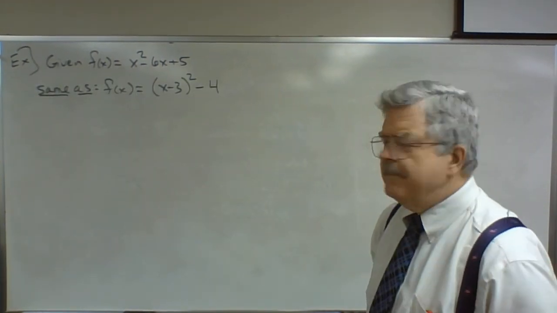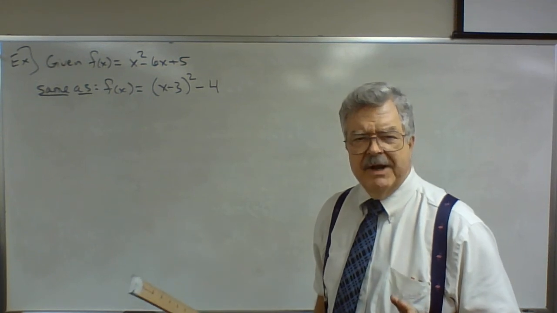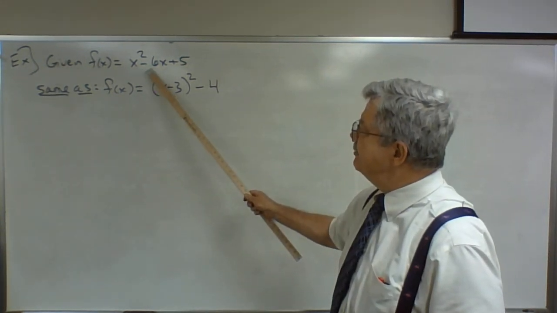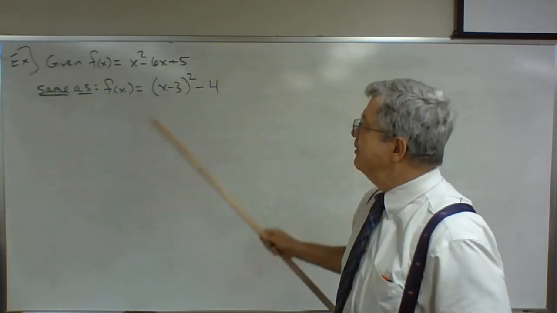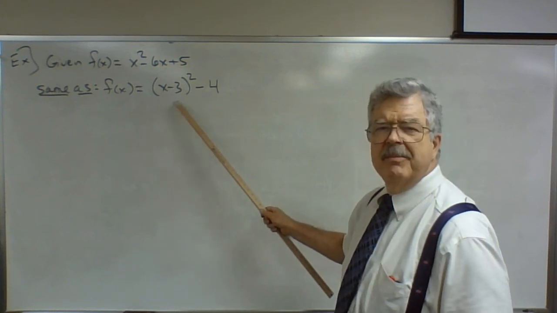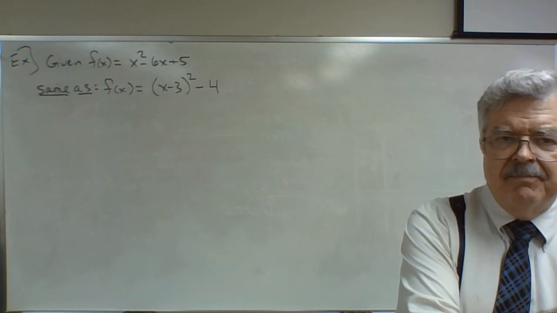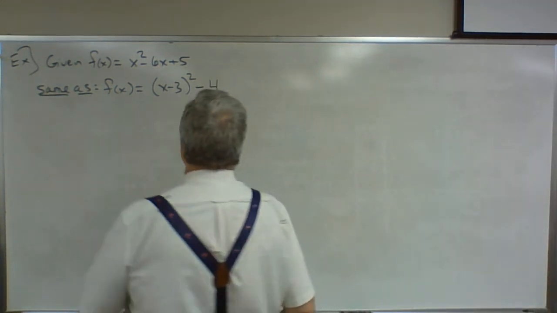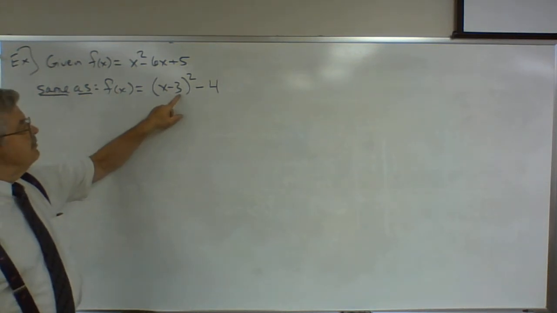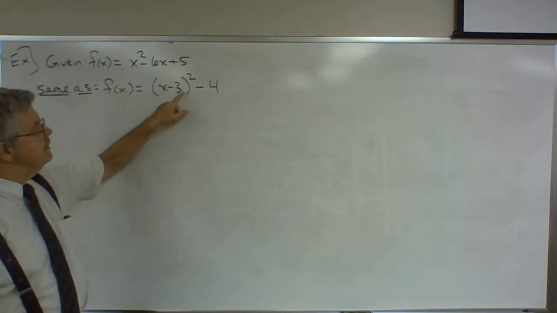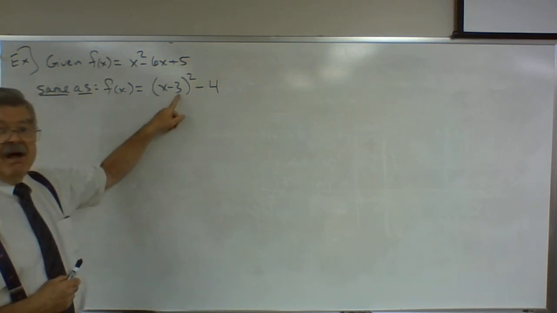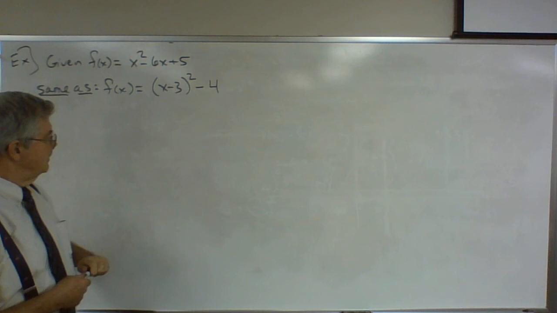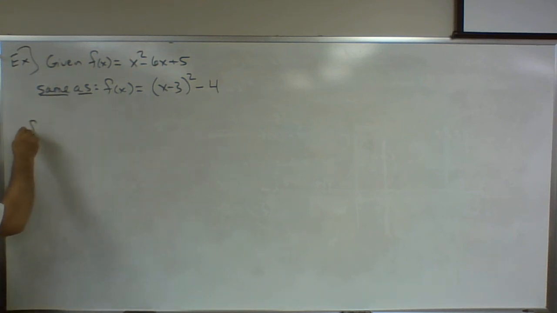Okay, here's where we are. I used completing the square to transform this equation into this equation. They are one and the same equation. The right-hand side is just in a different form here, that's all. But I look at this thing, in parentheses I have x minus 3 quantity squared, and I say to myself, aha, horizontal shift right 3 units. So let's see how I graph this.